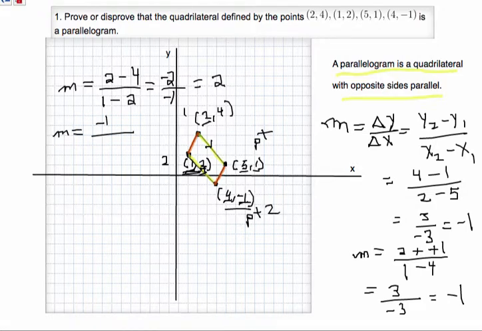y2 minus y1: -1 minus 1, over x2, 4, minus x1, 5. -1 minus 1 is -1 plus -1, which is -2. 4 minus 1 is -1, and that reduces to be 2. So these sides are also parallel. So we can conclude that this is a parallelogram because opposite sides are parallel.